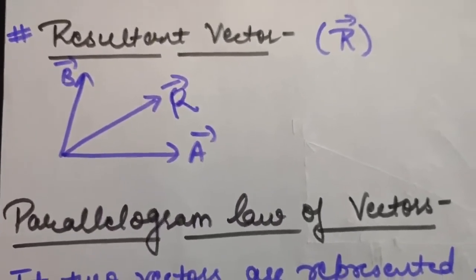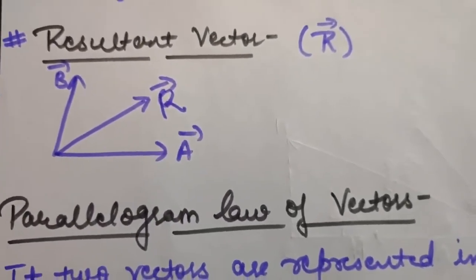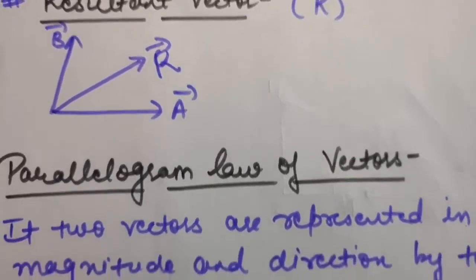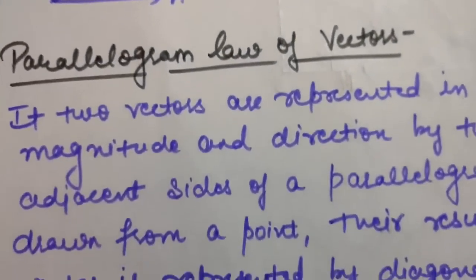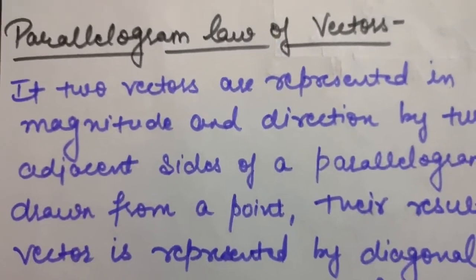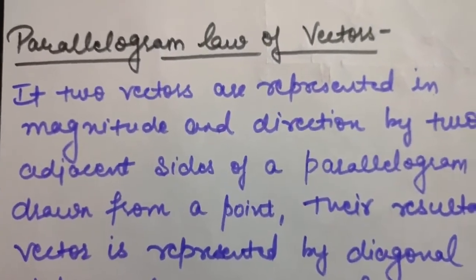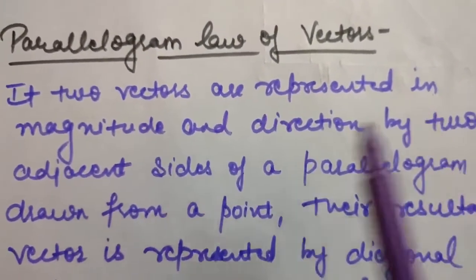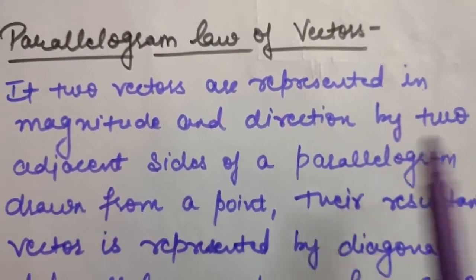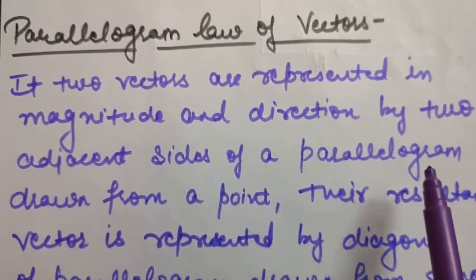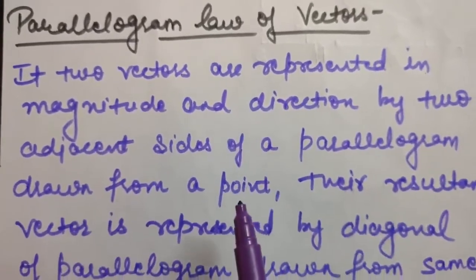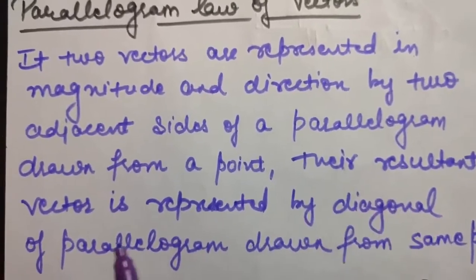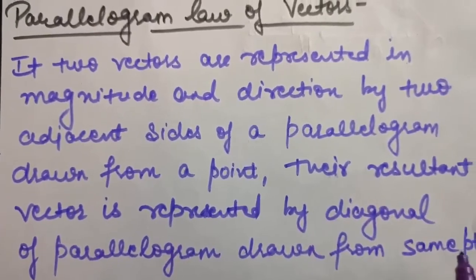Okay, so now we will calculate the magnitude of this resultant vector, for which there is a law called the parallelogram law of vectors. Let me read this parallelogram law first. It states that if two vectors are represented in magnitude and direction by two adjacent sides of a parallelogram drawn from a point, then their resultant vector is represented by the diagonal of the parallelogram drawn from the same point.